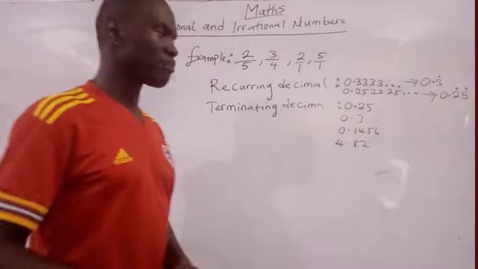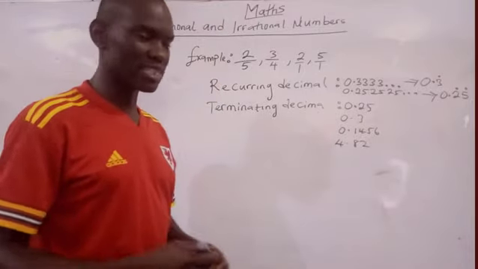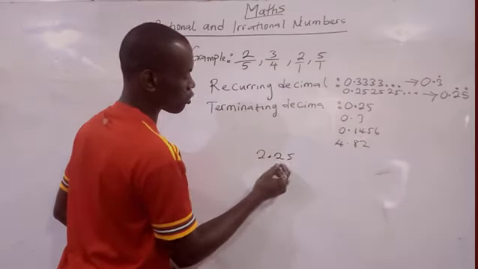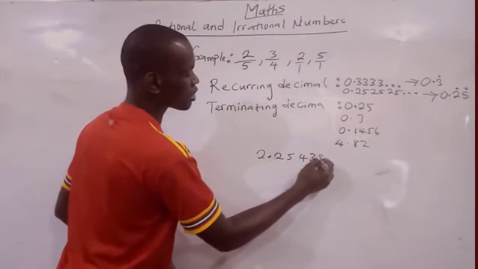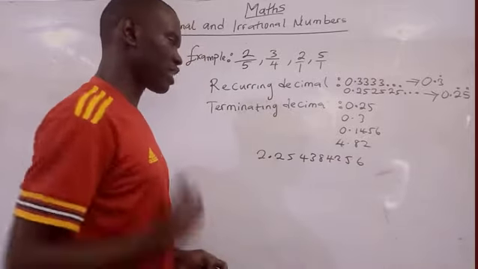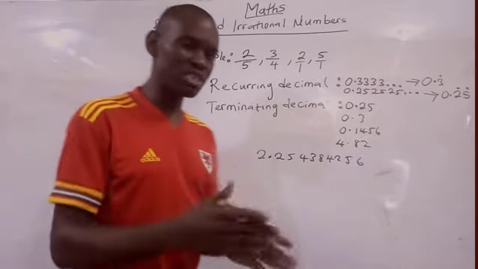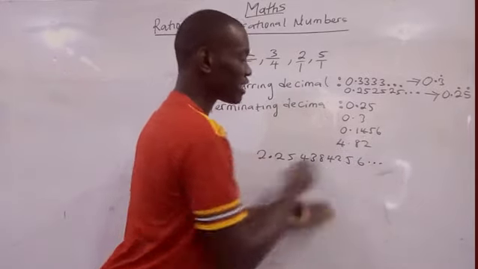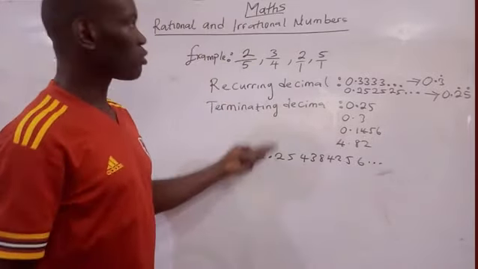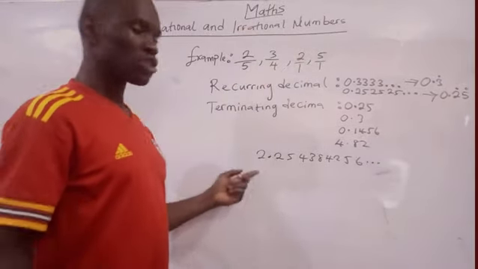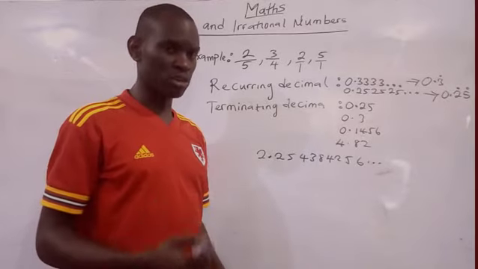Let me show you an example of numbers that are not terminating decimals. If I have 2.254384256, different numbers keep coming out without a repeating order. This number is not a terminating decimal. It continues. We are going to be looking at such numbers when we go into irrational numbers. Such numbers are what we call irrational numbers.